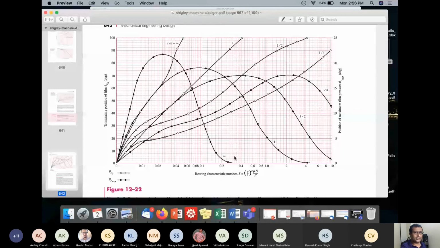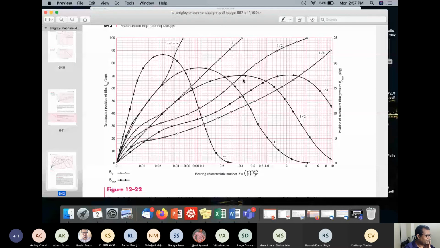Again, you start from 1.14, so you can find out the terminating angle theta p0, the position of the film, and the position of the maximum film thickness. Both are given here, right? So you can find out either. The black dotted line is theta p max, which you have to look at from here. The open circles and the full dots.